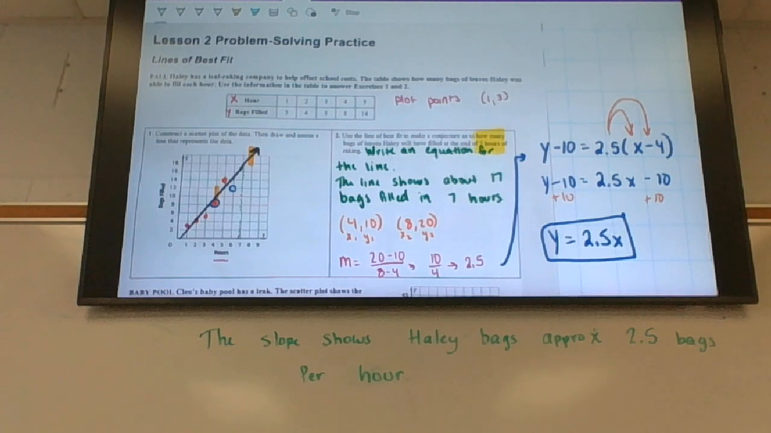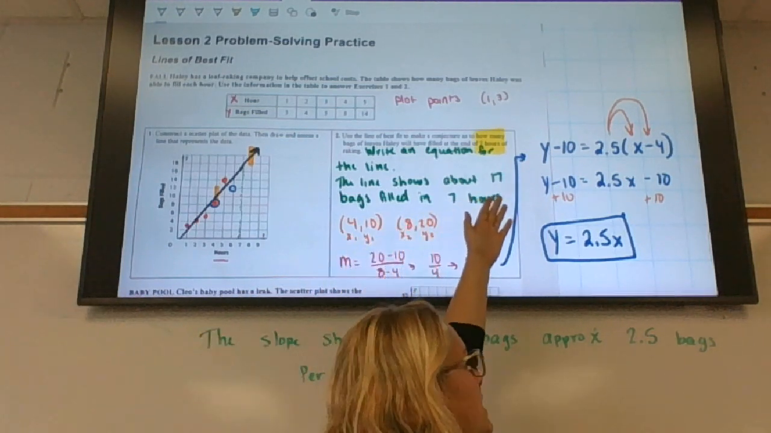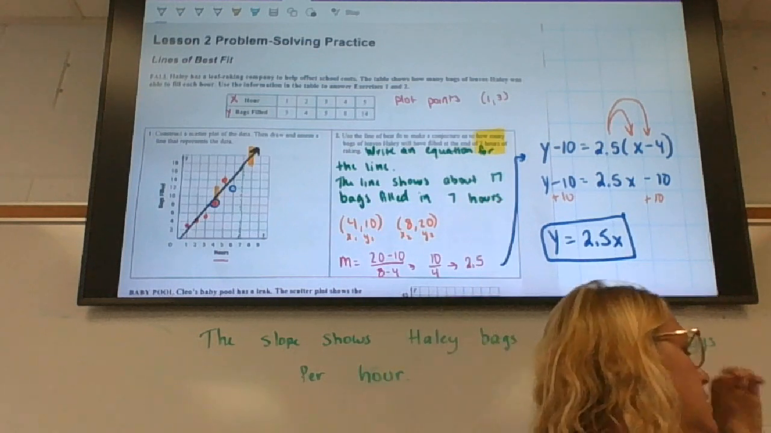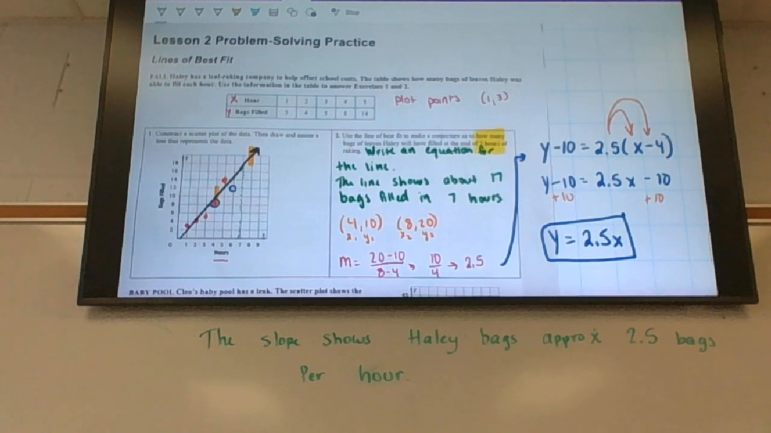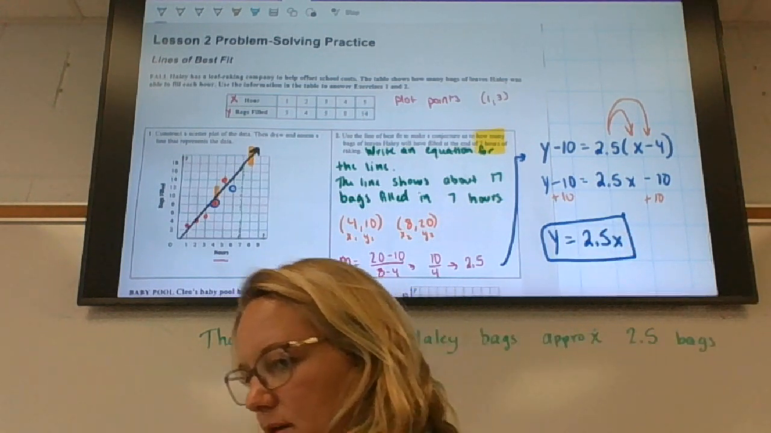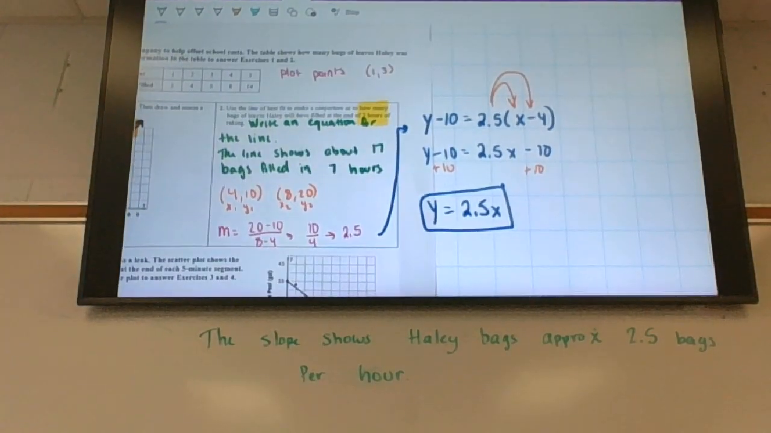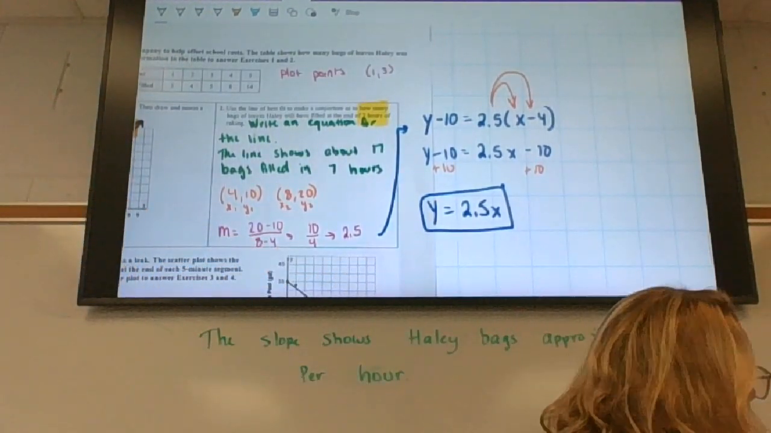Okay, so now they wanted to know about 7 hours. My prediction was 17 bags. Let's actually use the equation. So after you write the equation, use the equation to answer the question. So you're normally asked to plug in. So I'm actually going to plug in 7 and see how many bags would come out using that equation. And so my prediction was 17. What's 7 times 2.5?